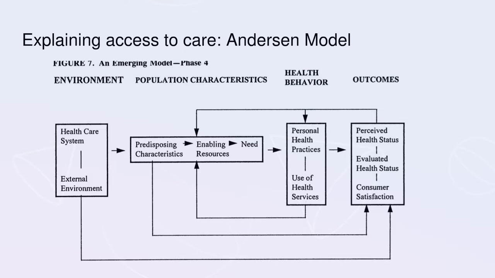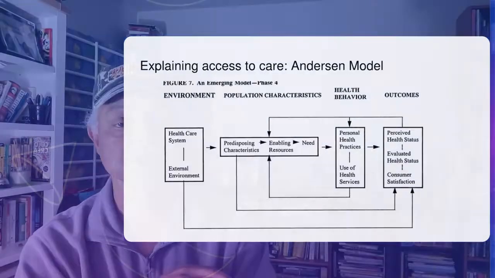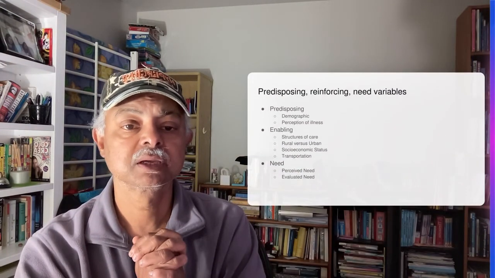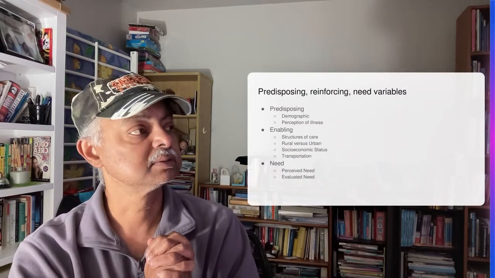And also very important to this framing of the models is consumer satisfaction. If a person is happy with the health service as it exists in the system, then that person is more likely to access the services in future. So that's something that's also very important that we need to understand as we start talking about it. So the predisposing, enabling, and need variables are very important.